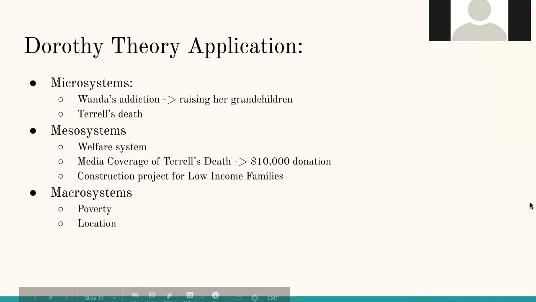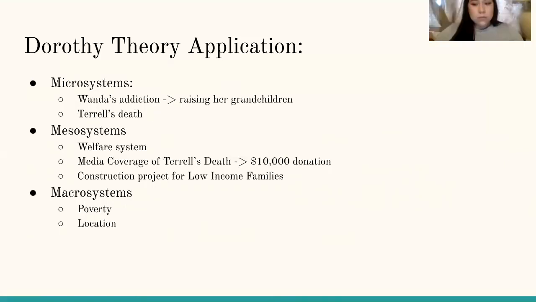Along with all of the other family members mentioned so far, Dorothy has several systems in place in her life. Her microsystems include her family, which include Wanda's addiction and Terrell's death. And Dorothy is a great example of intergenerational parenting. So if Dorothy did not take on the task of raising her grandchildren, they would maybe not be as successful or in the same place as they are right now. Dorothy also had to push herself to find better housing so she could support her grandchildren and keep them safe. Along with other family members, Terrell's death provided so much motivation to Dorothy. Dorothy pushed herself to do better as a result of his death.